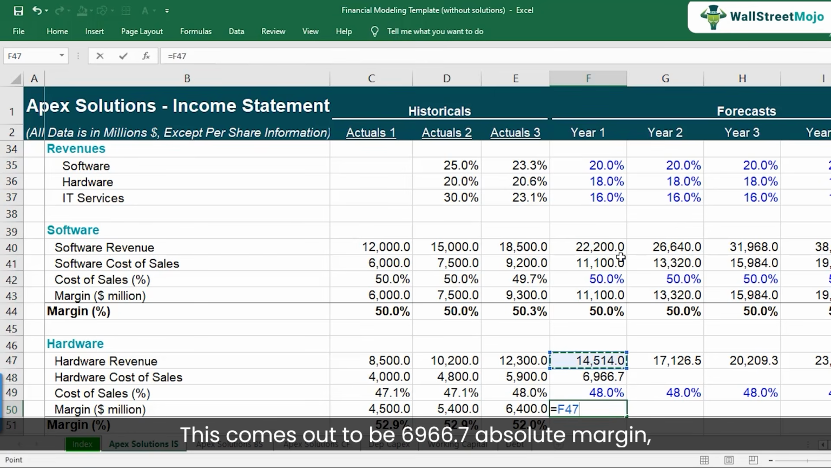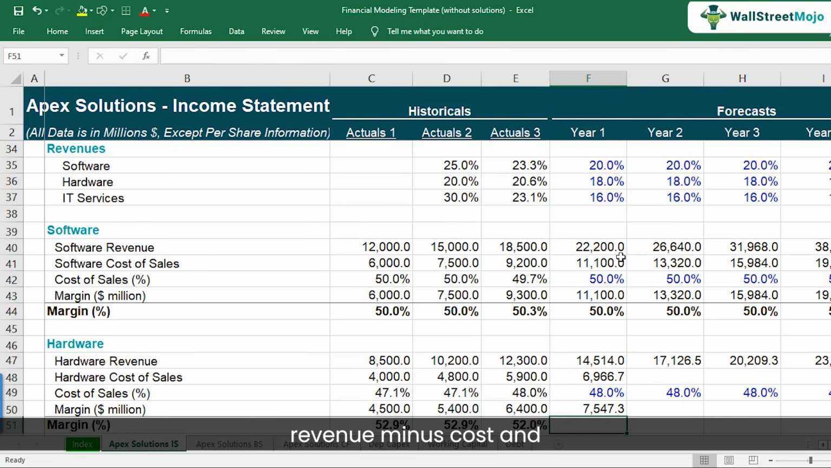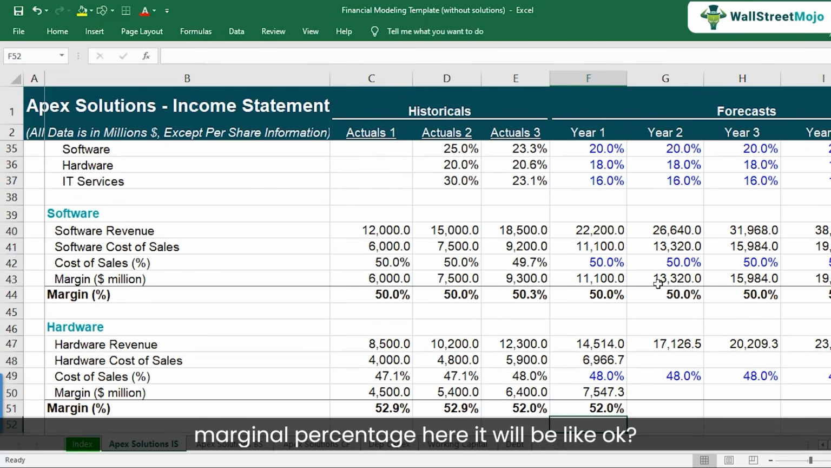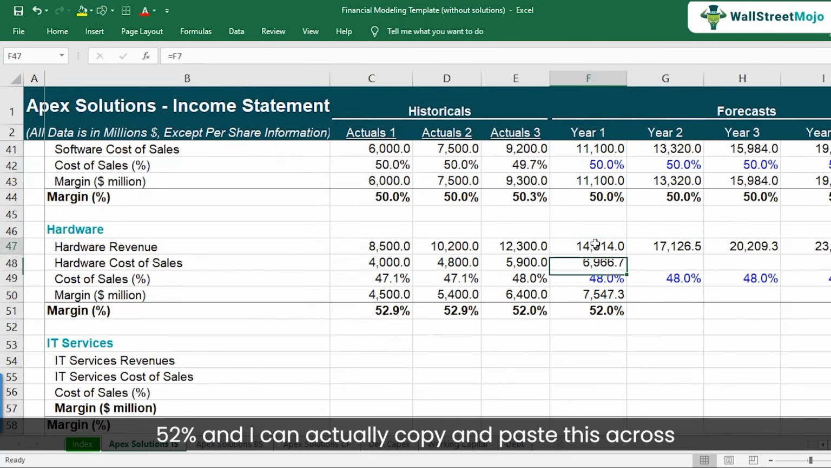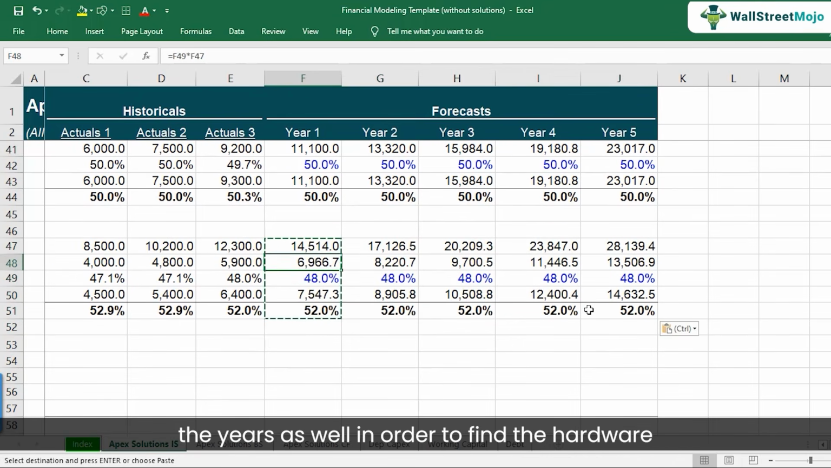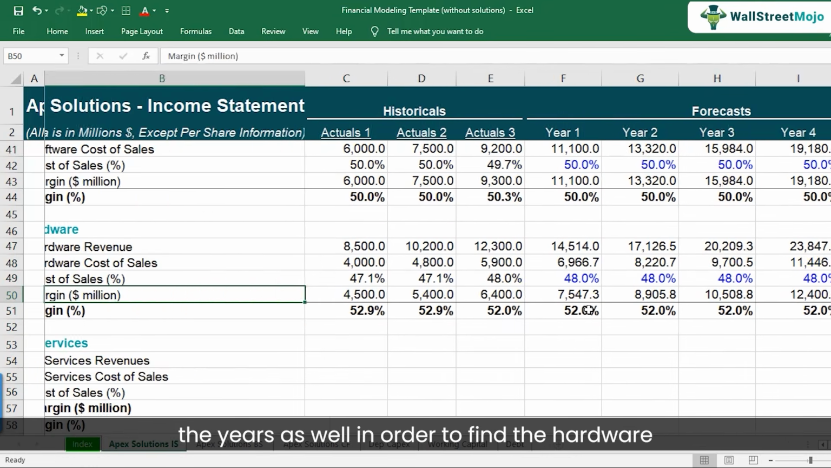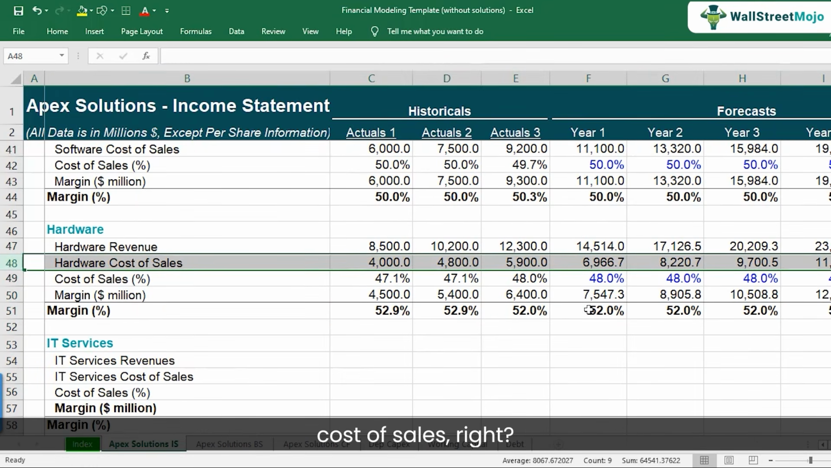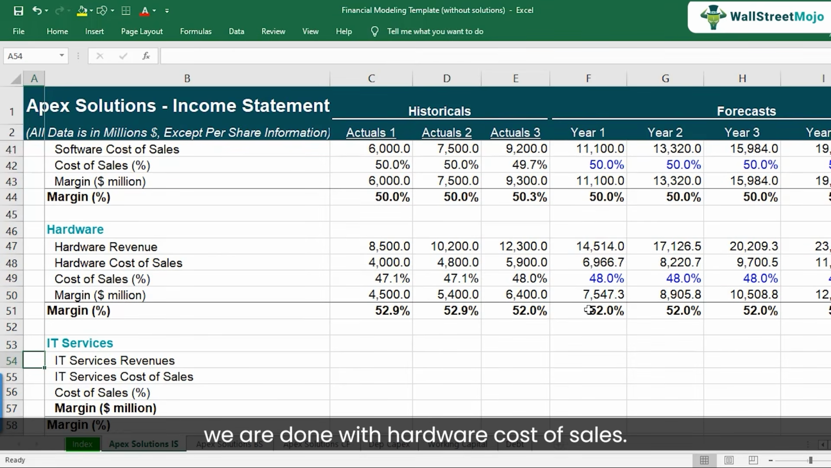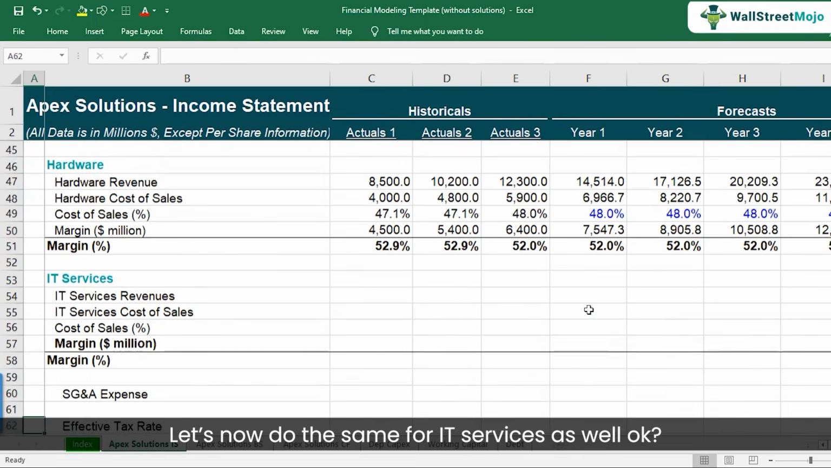Absolute margin, revenue minus cost, and margin in percentage. Here, this comes out to be 52%, and I can actually copy and paste this across for all the years as well in order to find the hardware cost of sales, right? So with this, we are done with hardware cost of sales. Let's now do the same for IT services as well.